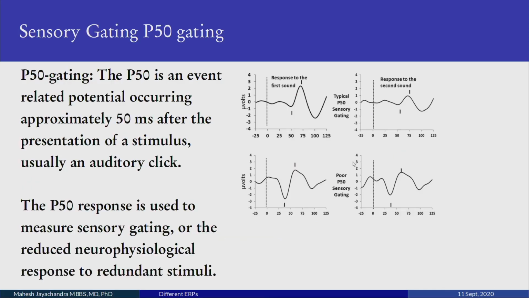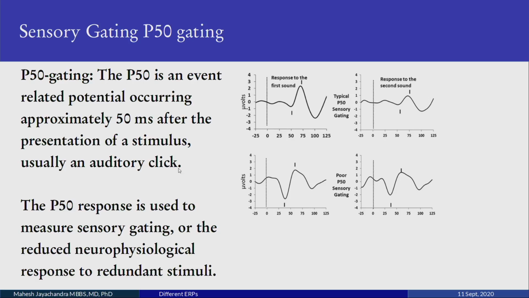Coming to another potential, and this potential is very interesting. It's present at birth. It's called P50 gating. Consider two clicks, click, click. There's a huge response to the first click, but the response to the second click is kind of muted because there's a little bit of habituation. The P50 event occurs approximately 50 milliseconds after presentation of a stimulus, usually an auditory click.